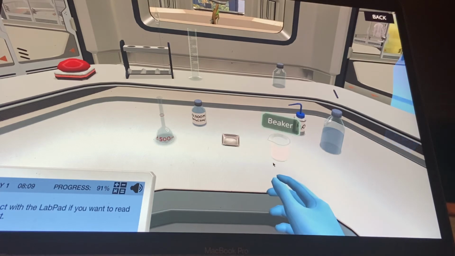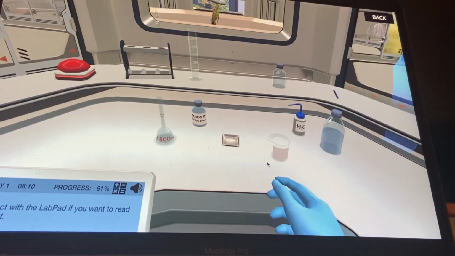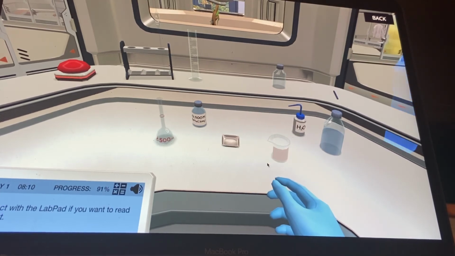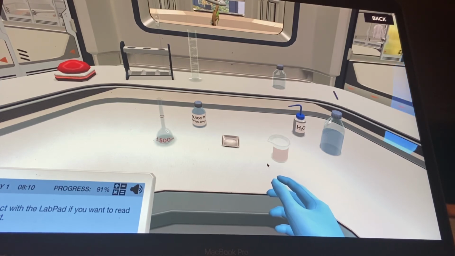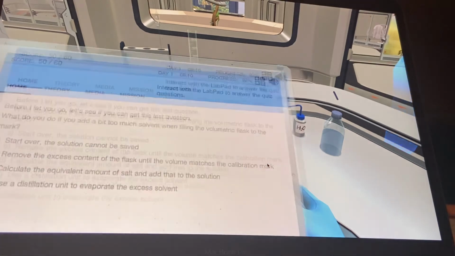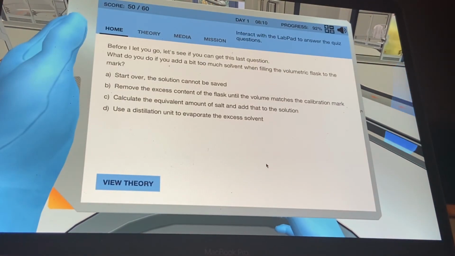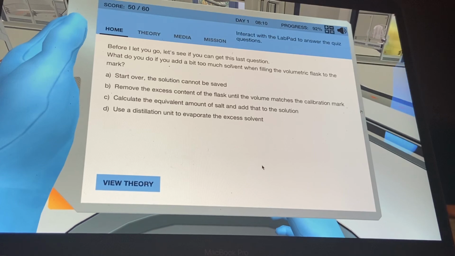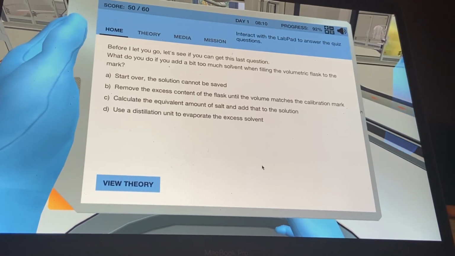Great. Throughout this simulation, you've been working with molar concentration. Sometimes, concentration is expressed by mass instead, so the unit is, for example, grams per liter. Everything works exactly the same way, the amount is just tracked in grams instead of moles. The concentration by mass of your ammonium chloride solution is 16.0 grams per liter. Before I let you go, let's see if you can get this last question. What do you do if you add a bit too much solvent when filling the volumetric flask to the mark?